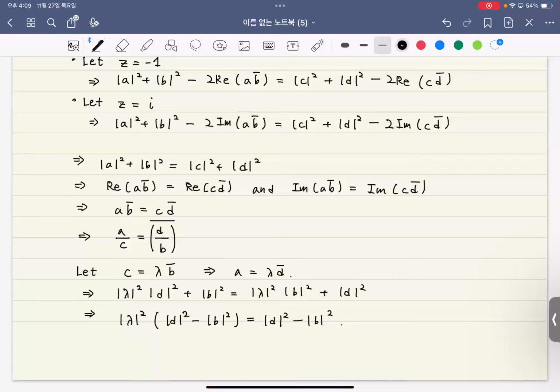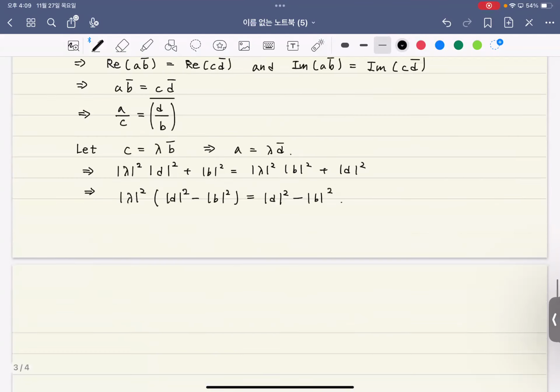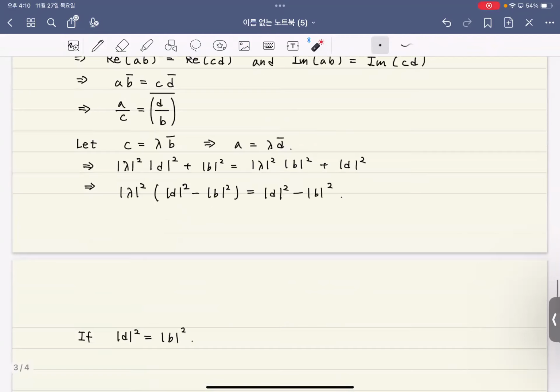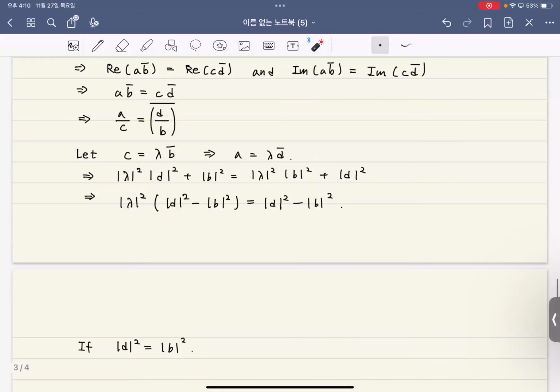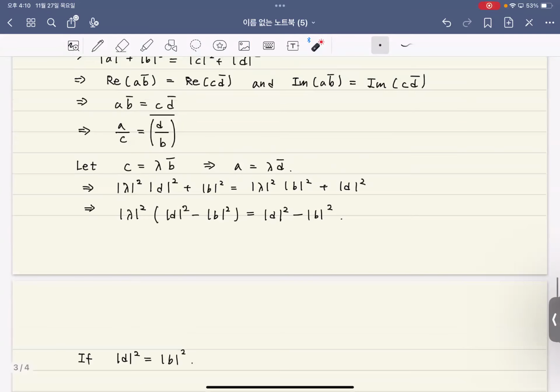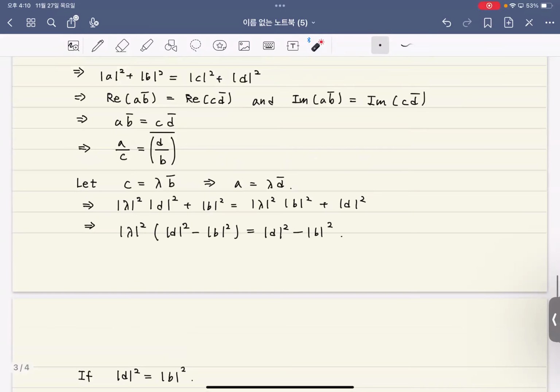So we have two possibilities. D squared must be the same as B squared, or lambda squared equals 1. Well, suppose that D squared equals B squared. Then I'm going to show you that this is impossible, because if D squared equals B squared, then you're going to get some contradiction. I will show you how. If this equals this, then this equals that.